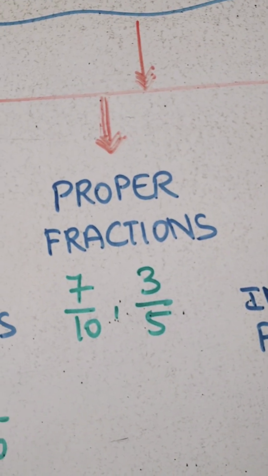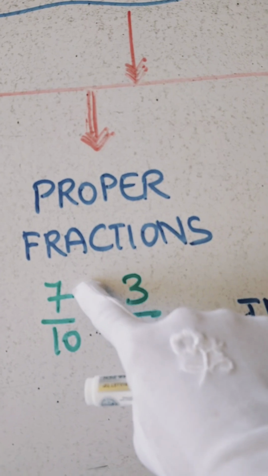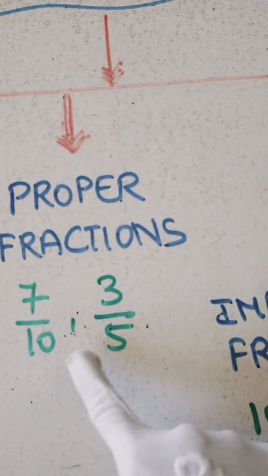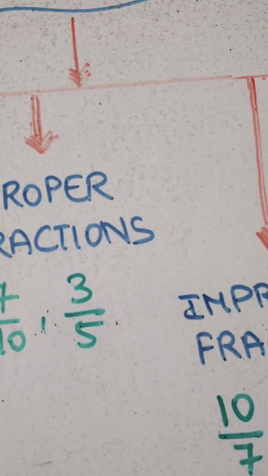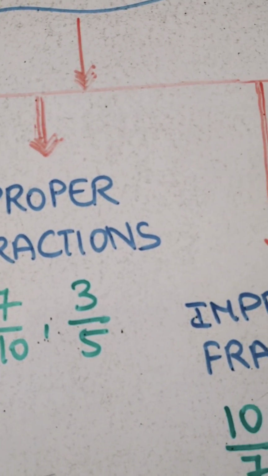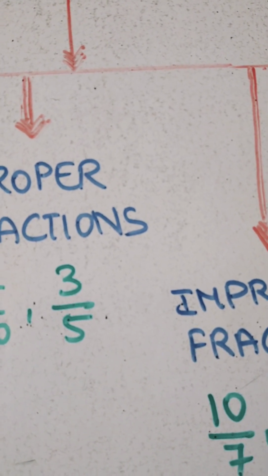Now we have something called proper fractions. Proper fractions are those fractions in which the numerator is smaller than the denominator. Numerator is smaller, denominator is bigger. This is a proper fraction. It's like one healthy, heavy person lifting a thin person. He can lift them easily, right?